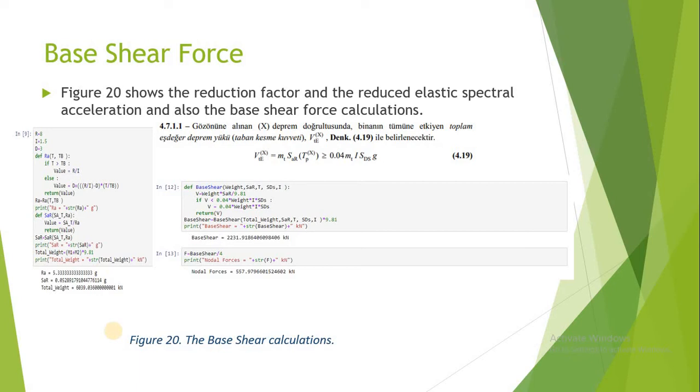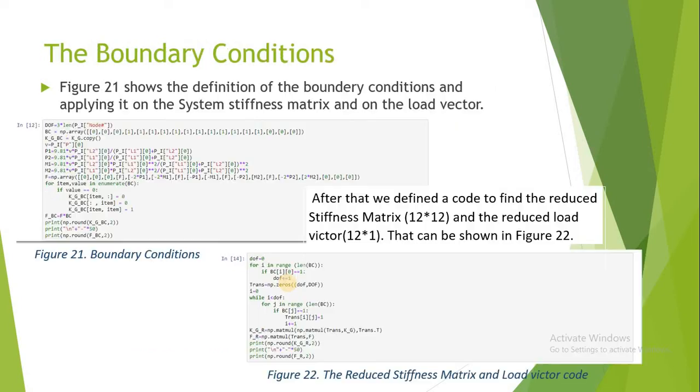After that we define the function to calculate the base shear. After finding the base shear, here we attach the value of base shear. We divide it by 4 because there are 4 nodes, and here the nodal force at each node is equal, as it's needed from the project.